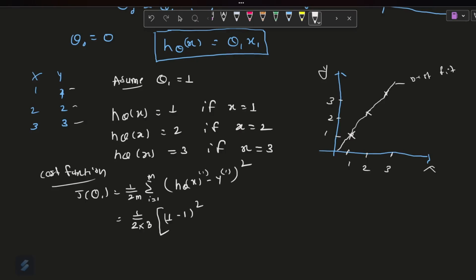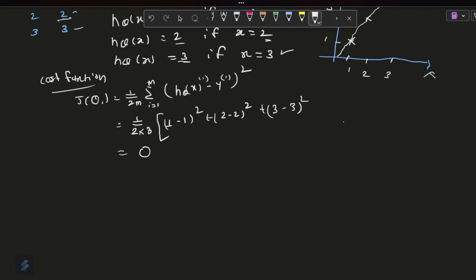It means that the value is 1 and y is 1. Plus 2 minus 2 whole square, because h theta of 2 is this 2 minus this 2, and h theta of 3 is this minus this, plus 3 minus 3. So the whole equation becomes 0, right?